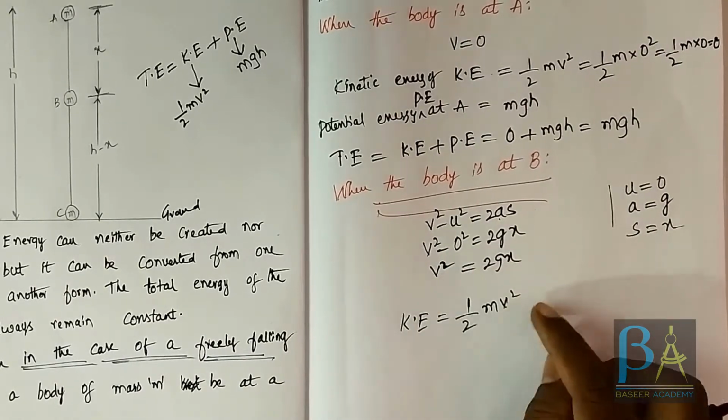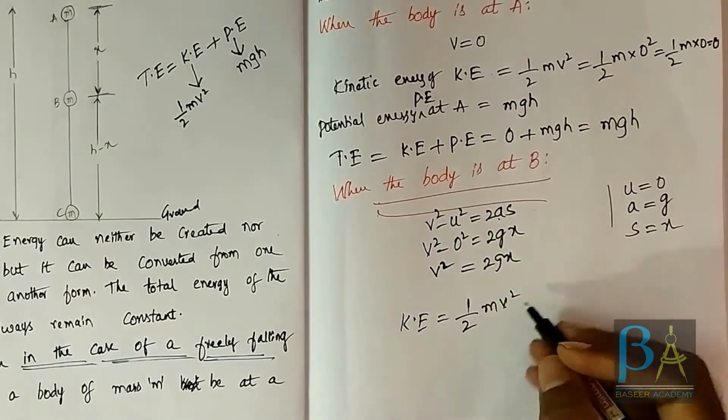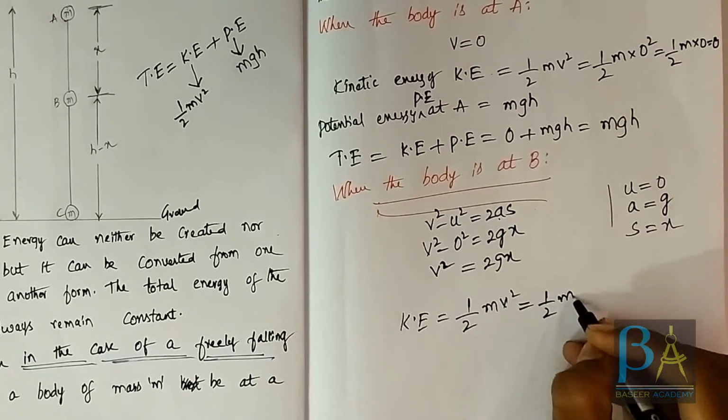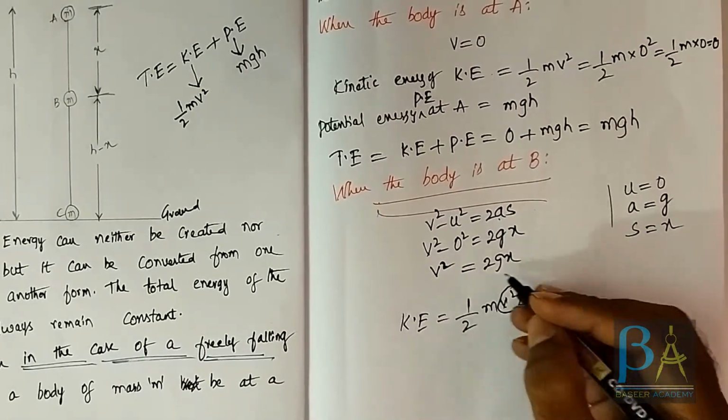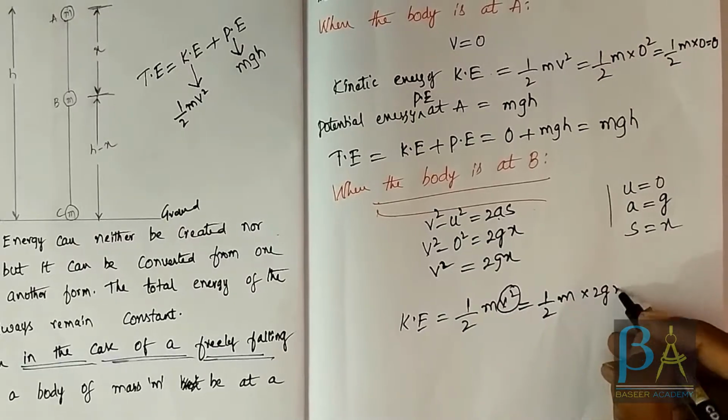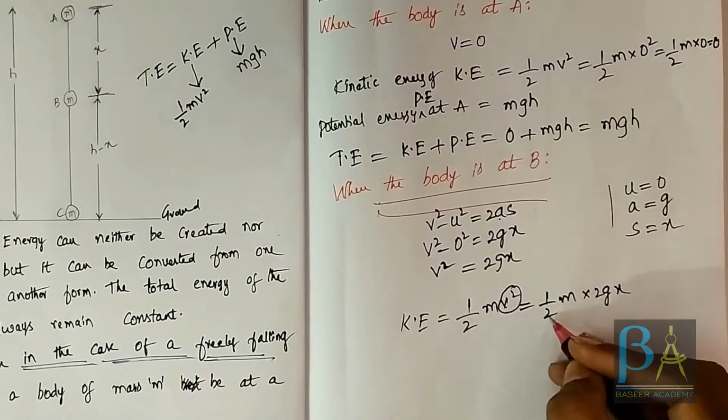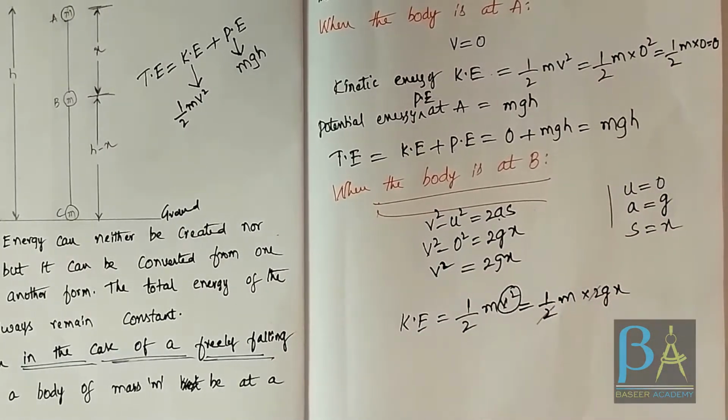Let us substitute the value of v square here. So half m, in place of v square, let us substitute 2gx. Now what happens? The 2 from the denominator and the 2 from the numerator cancel out.